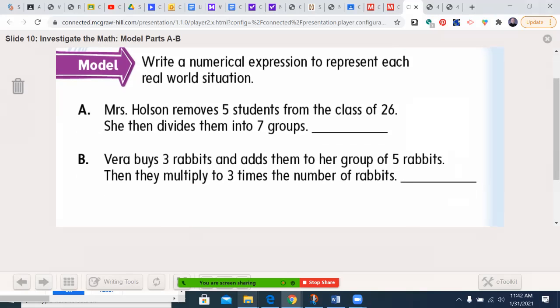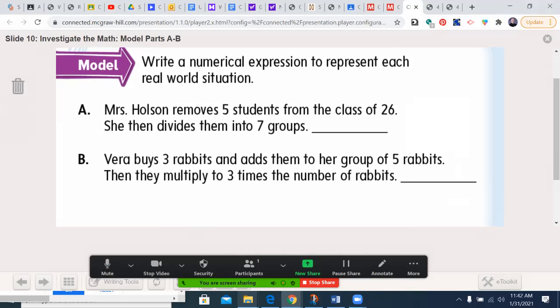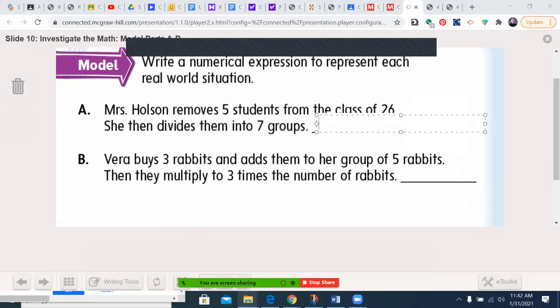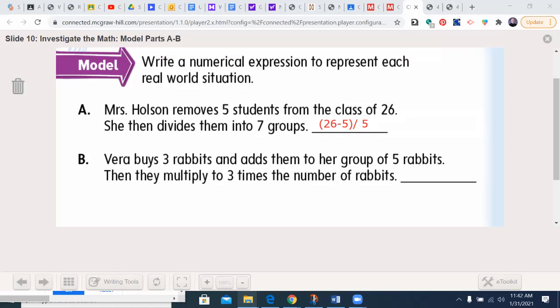All right, so write a numerical expression to represent each real-world situation. This one removes 5 students from a class of 26 and then divides them into 7 groups. So what I need is 26 minus 5 divided by 7. But I need to do the 26 minus 5 first, and then the divided by 7. This slash here is the same as that.